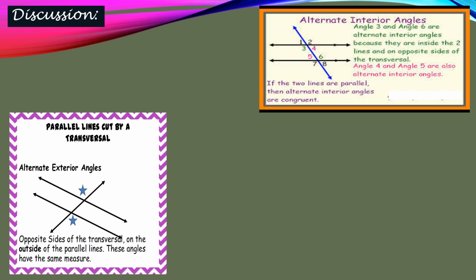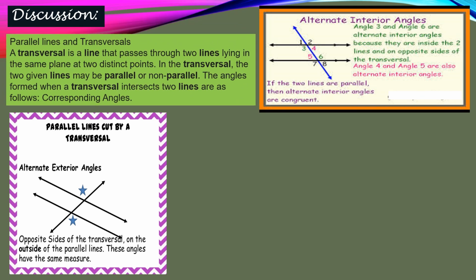Parallel lines cut by a transversal. Alternate exterior angles are on the opposite sides of the transversal, on the outside of the parallel lines, and these angles have the same measures.